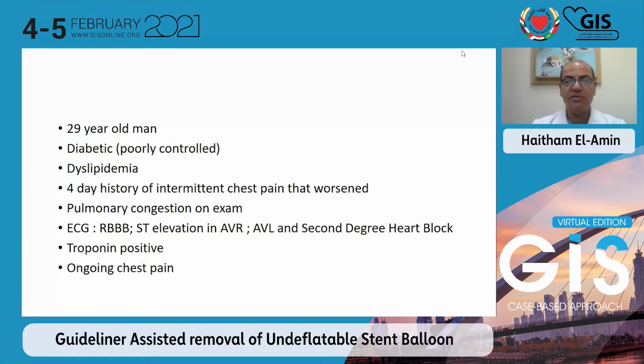This is a 29-year-old gentleman who is a poorly controlled diabetic, a dyslipidemic. He presented with a 4-day history of intermittent chest pain that worsened. He had pulmonary congestion on examination. His ECG showed right bundle branch block, ST segment elevation in AVR, and second-degree heart block. His troponins were positive, and he had ongoing chest pain. And for this, he had to be taken for urgent angiography.